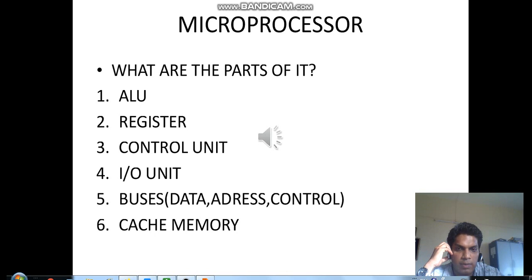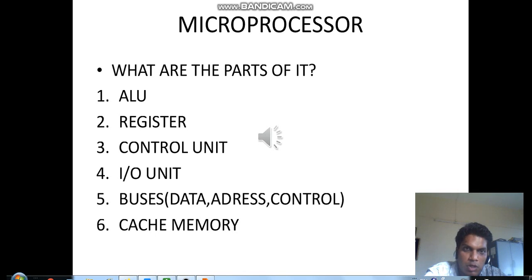The fourth part is input output unit. The input output unit controls all the communication and interaction with all input output devices, because all input output devices are dependent on the microprocessor. Buses are used by the microprocessor to transport data to and from the microprocessor.